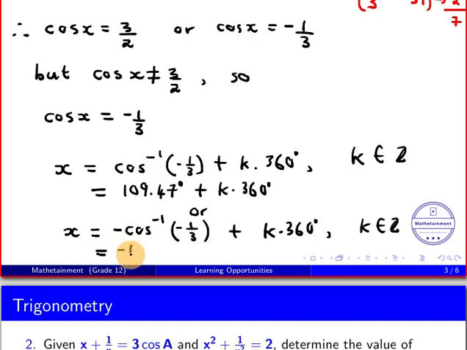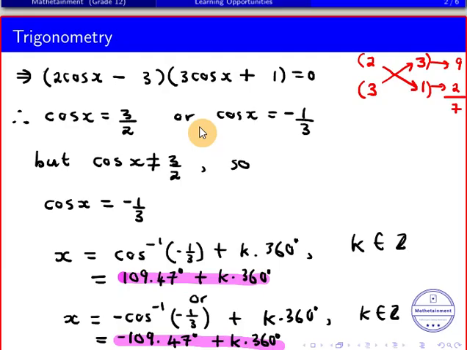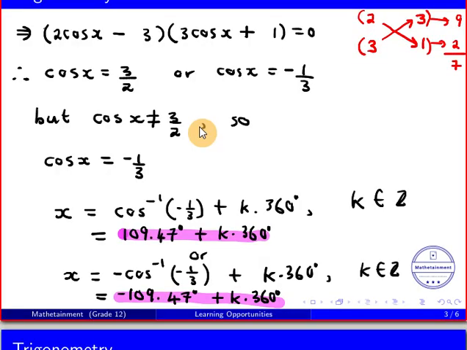Another value would be negative 109.47 plus k times 360 degrees. So these are your two solutions for cos x equal to negative 1 over 3. I'm highlighting them in pink there. So that's how this question was supposed to be attacked. This is the general solution of this equation.